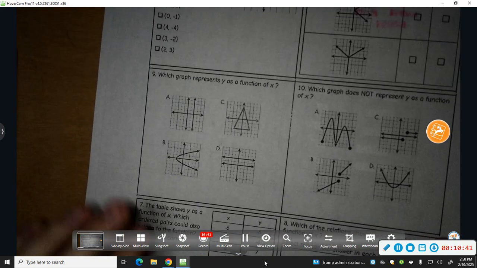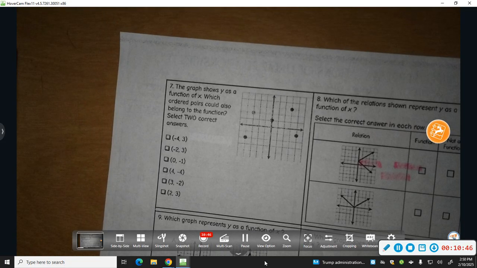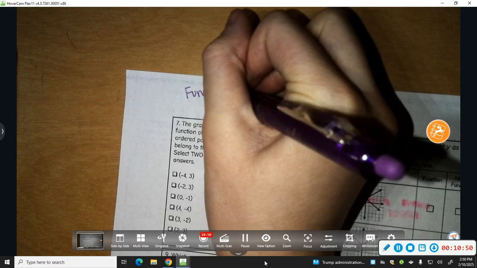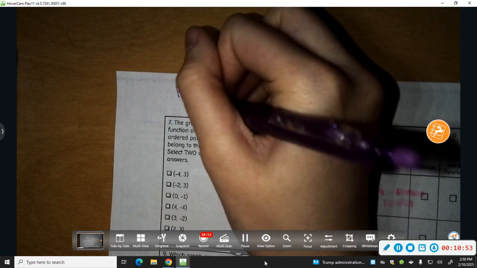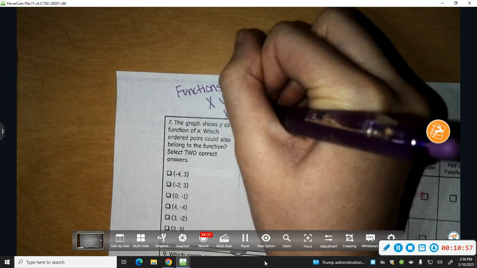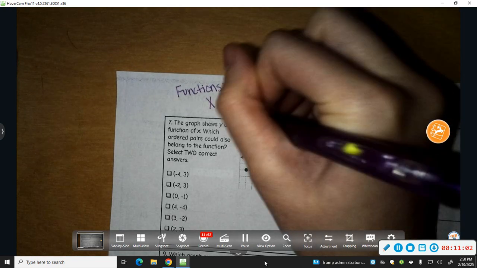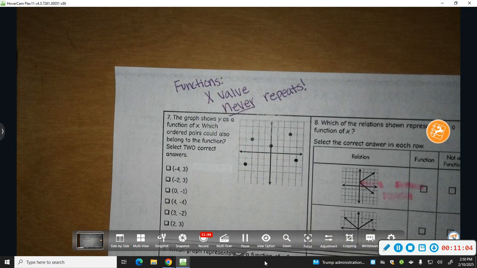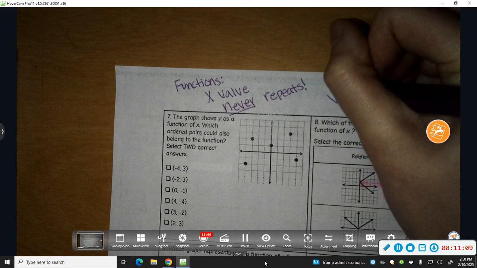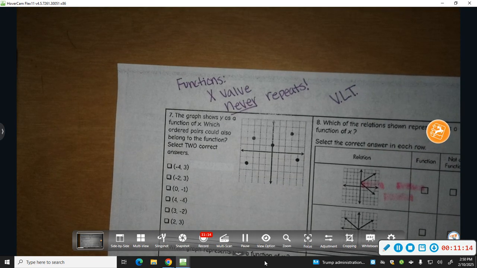Flipping to the back of this paper, this one's talking about functions. A couple of things about functions: I know that my x value never repeats. Another thing that I know is that it has to pass the vertical line test. I'm going to abbreviate that as VLT, vertical line test.